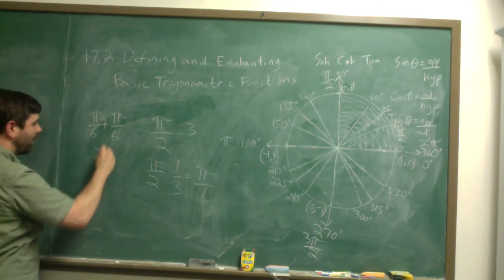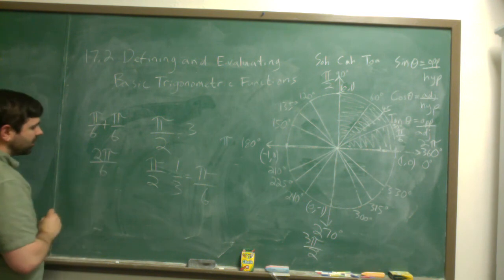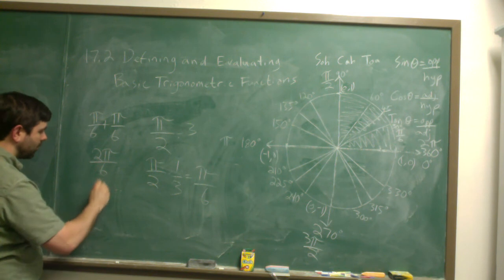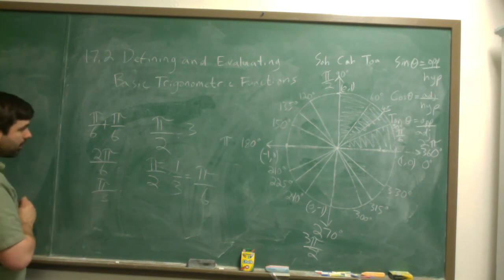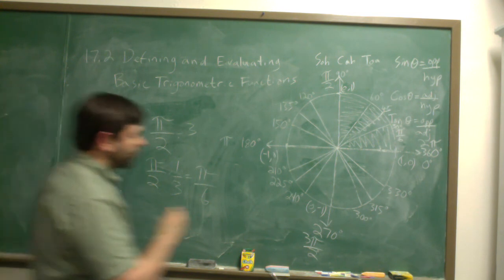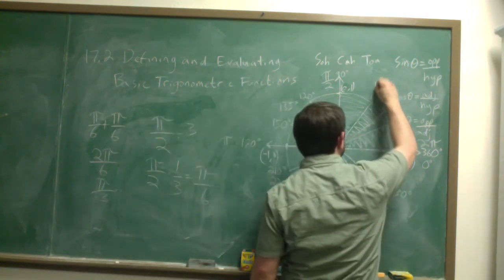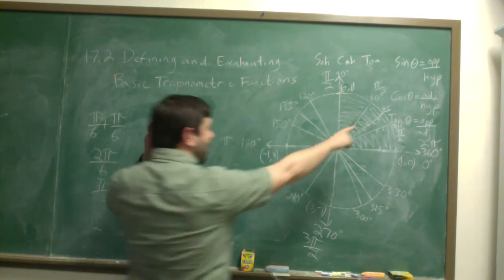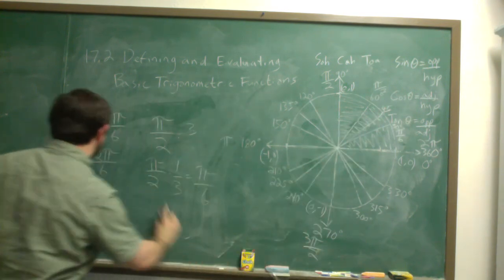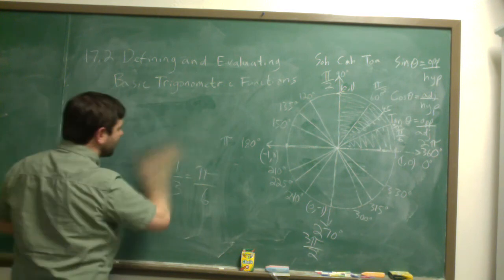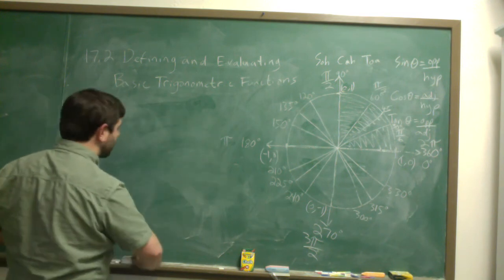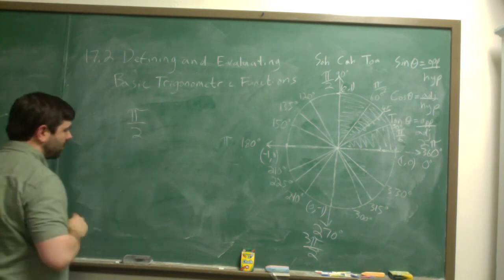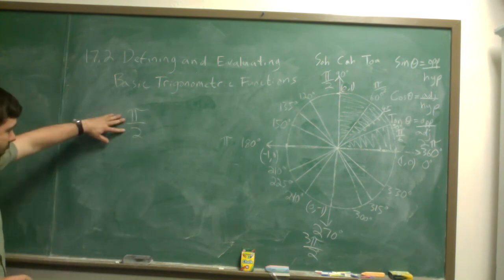And that'll be 2 pi over 6, and that simplifies to 1 pi over 3, or just pi over 3. So this angle is 60 degrees, is pi over 3. And what about that 45 degrees there? Well, 45 degrees is half of 90 degrees. So it's half of pi over 2. That's the same angle as 90 degrees, so we're just going to divide it by 2.